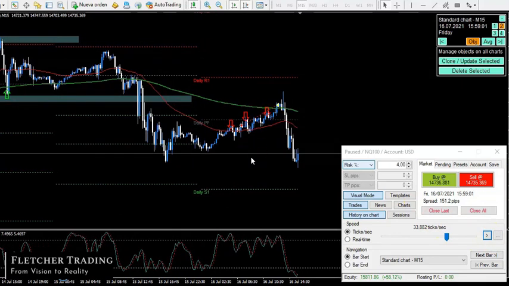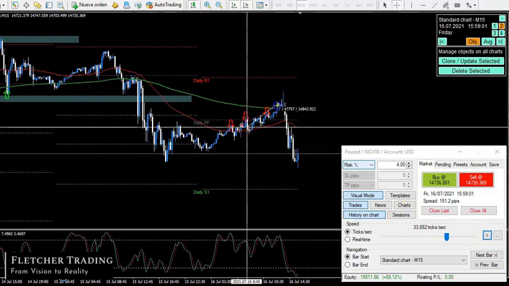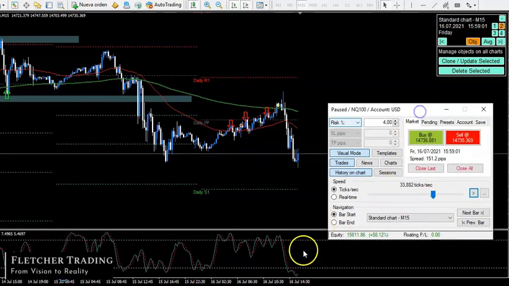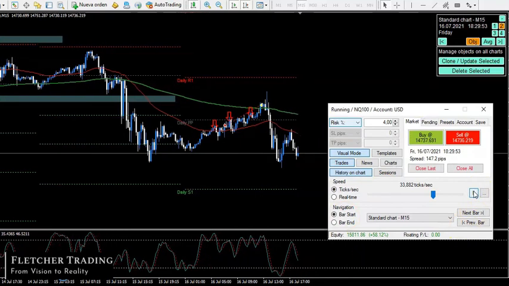Okay, so we've just been taken out of this trade here for a loss. Unfortunately, price came up to this resistance level that we'd drawn on the charts, and then it went down to where we had our take profit. So let's just take a look at the statistics, as it's now the 16th of July, and I believe that's the end of the simulation.